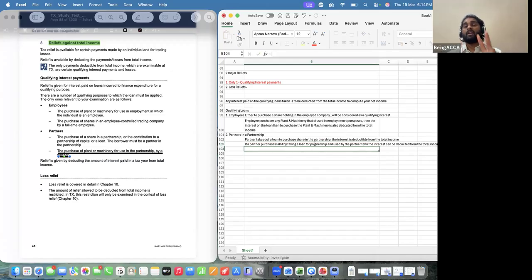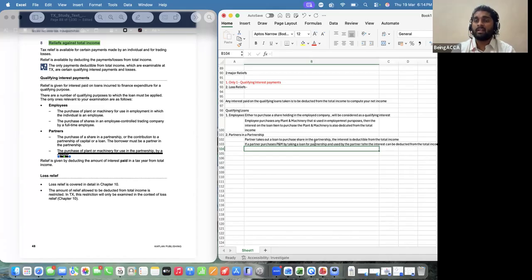So first, there are two categories for qualifying loans. One is for employees and one is for partners. For employees, if you take out a loan to buy shares in the company that you work for, the interest is deductible. Next, if the employee purchases plant and machinery that is used for employment purposes, then it can be deducted.